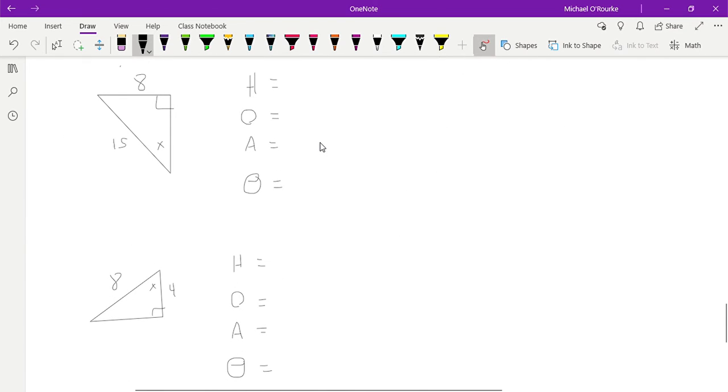So you guys can work ahead on this one. 15 is my hypotenuse. 8 is my opposite. X is the theta.